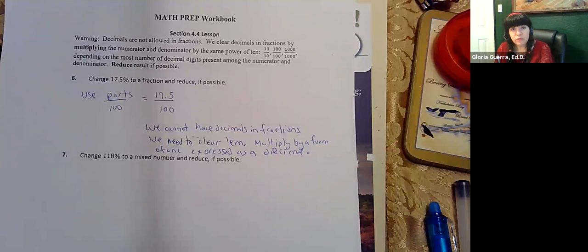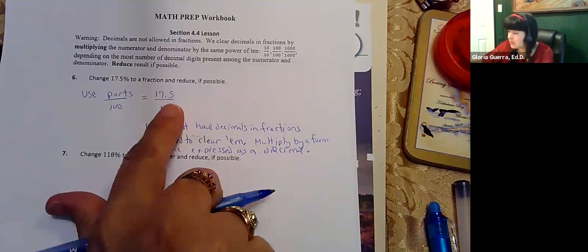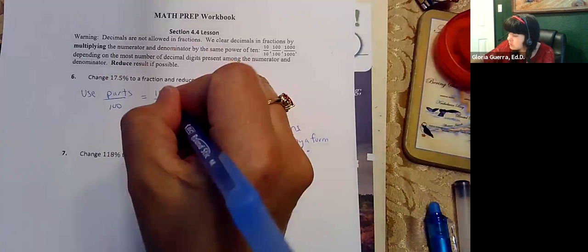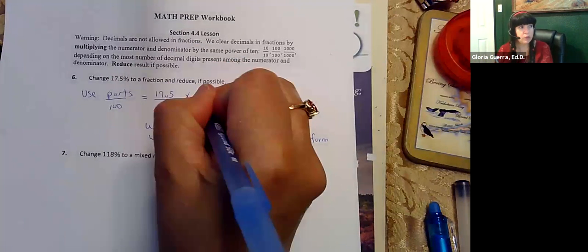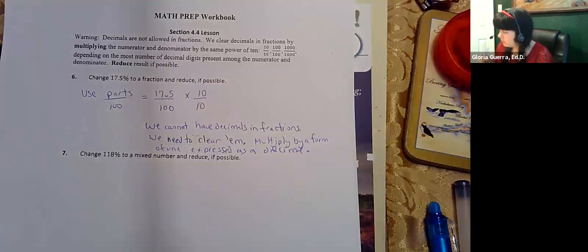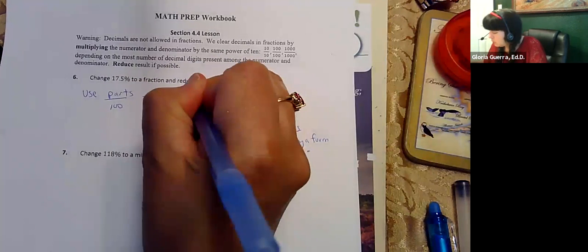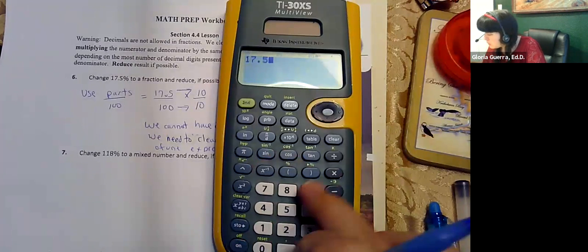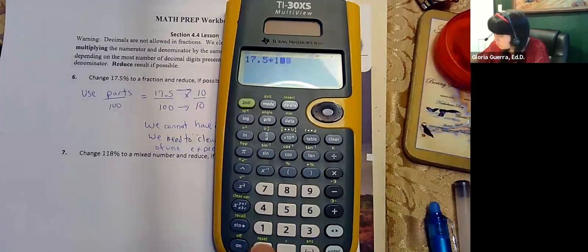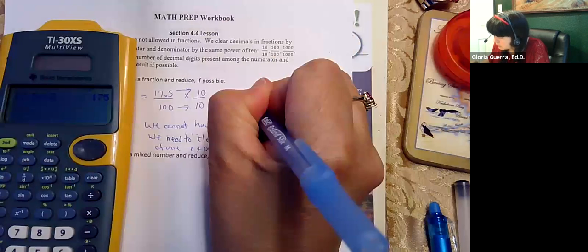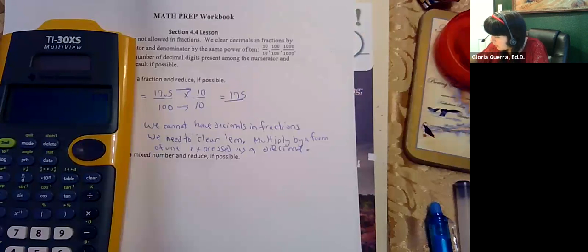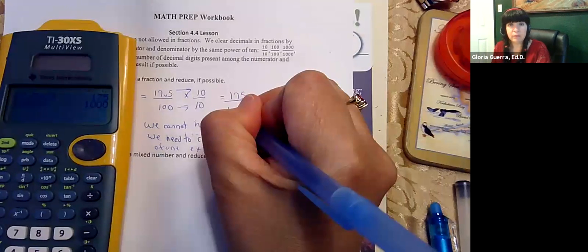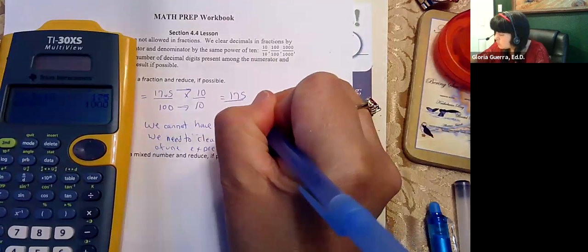So for the 17.5, that's in the tens place, that has 1 decimal move. So I'm going to use just 10 over 10, not 100 over 100, not 1,000 over 1,000, just 10 over 10. And then we multiply it straight across. And you'll see that when we do that, the decimal will clear. 17.5 times 10 is 175. And then 100 times 10 is 1,000. And then we're going to reduce.